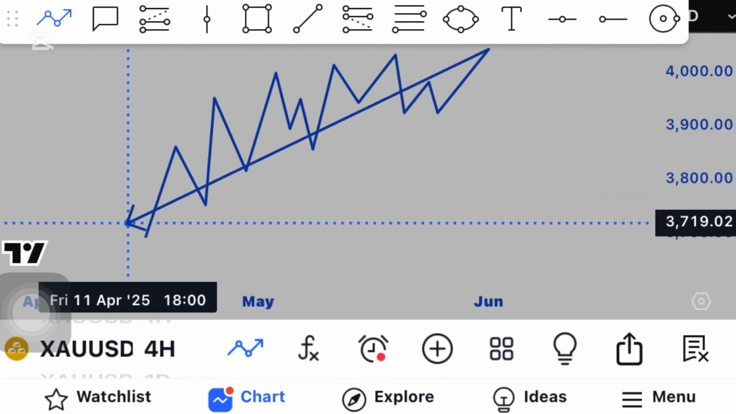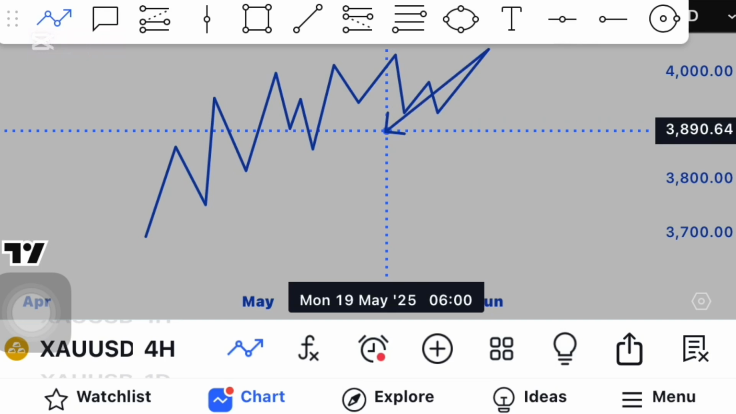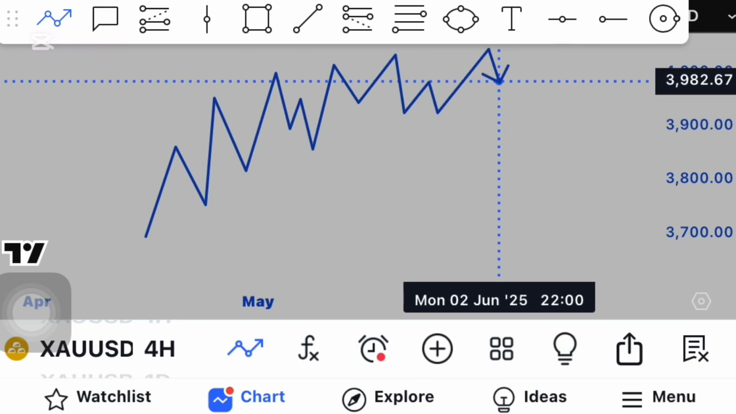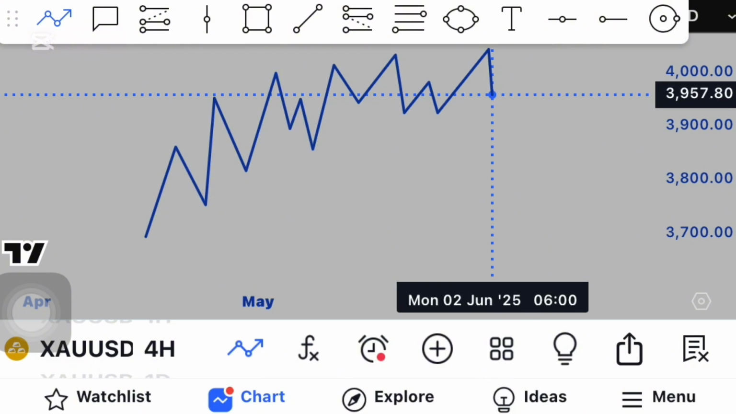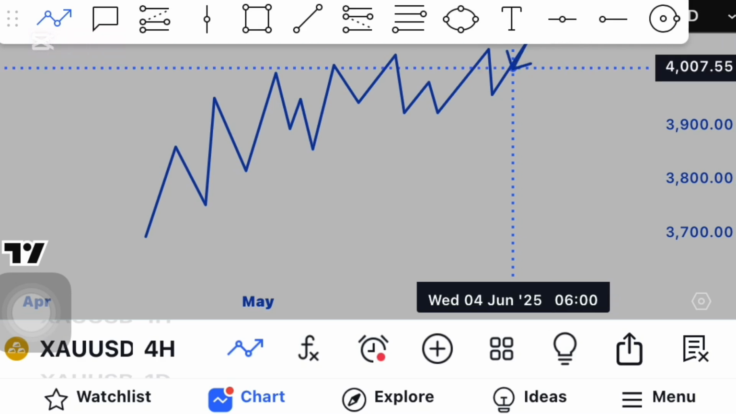So whenever you see a market making higher highs and higher lows, what you're looking for is a new low or a higher low for you to buy, then to the upside. That is what you are looking for. Once the trend of a market changes, this is what you are going to see.